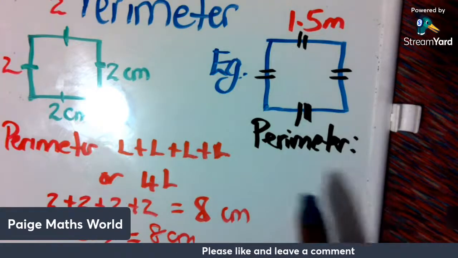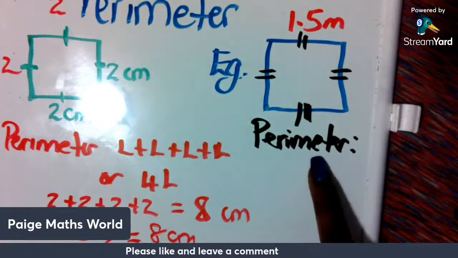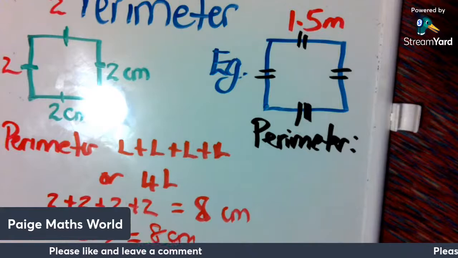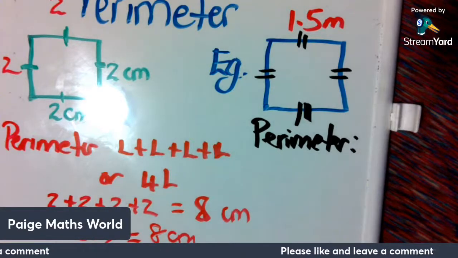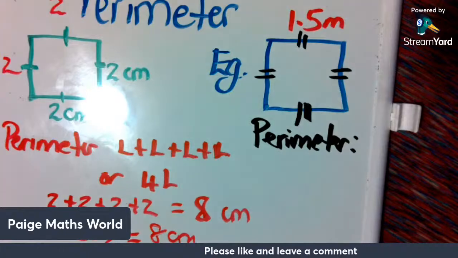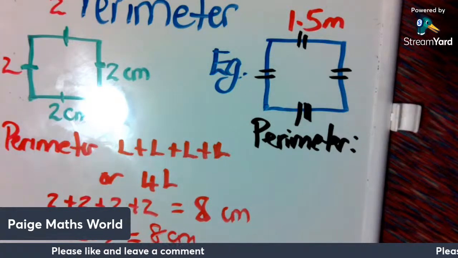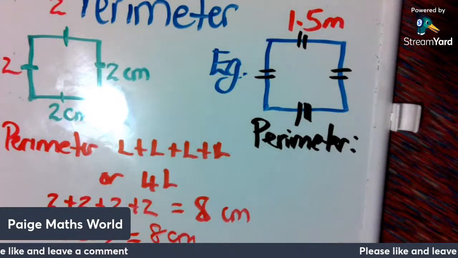Remember, we're looking at this one to the right. I need the perimeter of this particular rectangle. I'm sorry, square. So I need the perimeter of the square. Remember, the perimeter is the distance around the square. You're going to add the distance around the square. Anybody else?